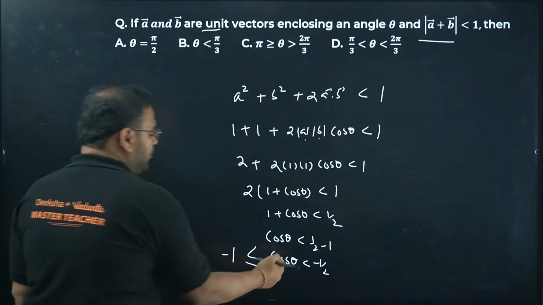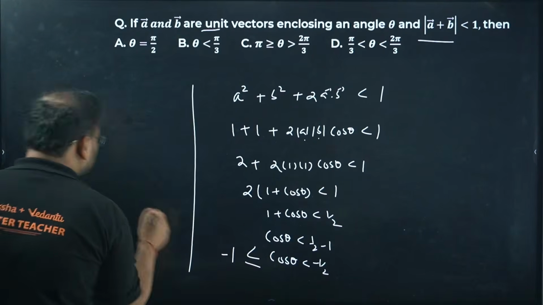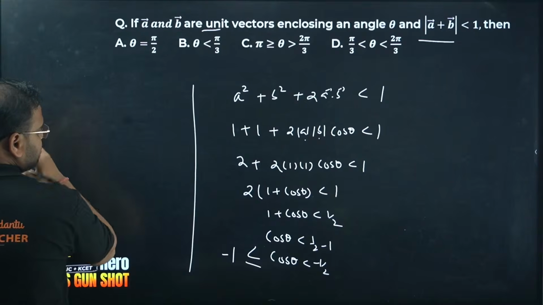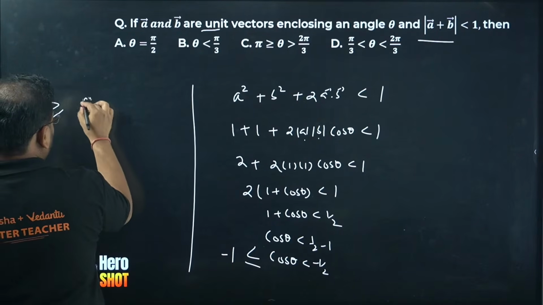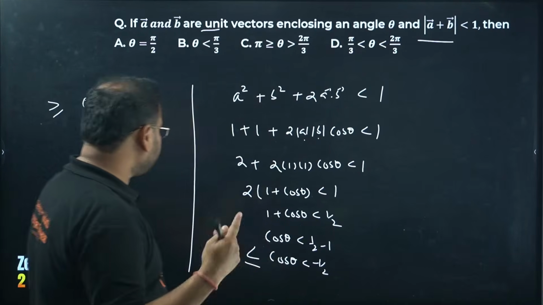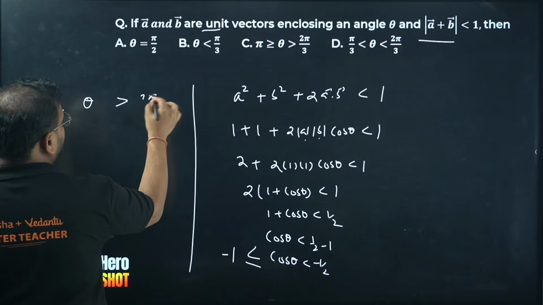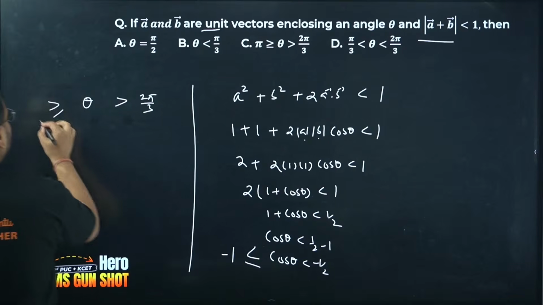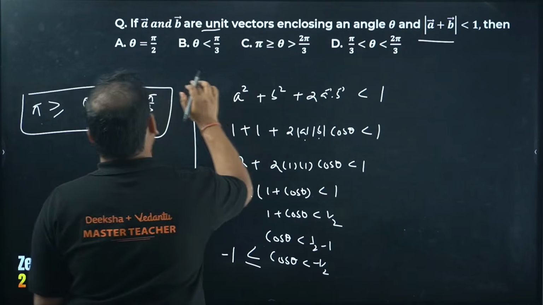I want to find the value of theta, so apply cos inverse on both sides. When you do that, you will change the inequality, and you'll have theta over here. The inequality will be reversed because cos is a decreasing function. So it will be greater than 2 pi by 3, and up to pi. Answer is what? Option C.